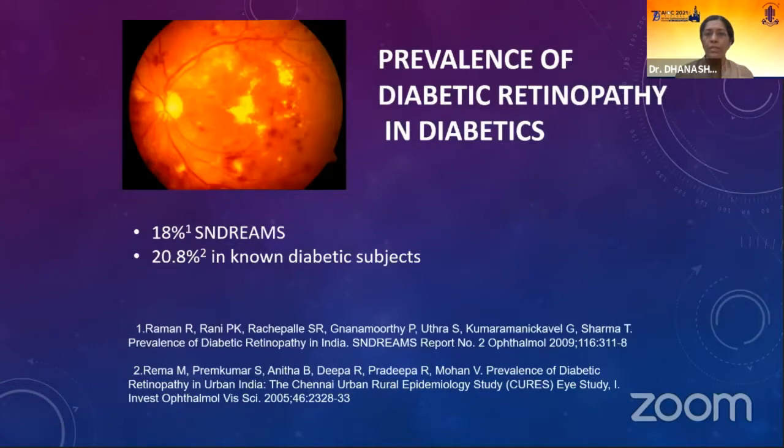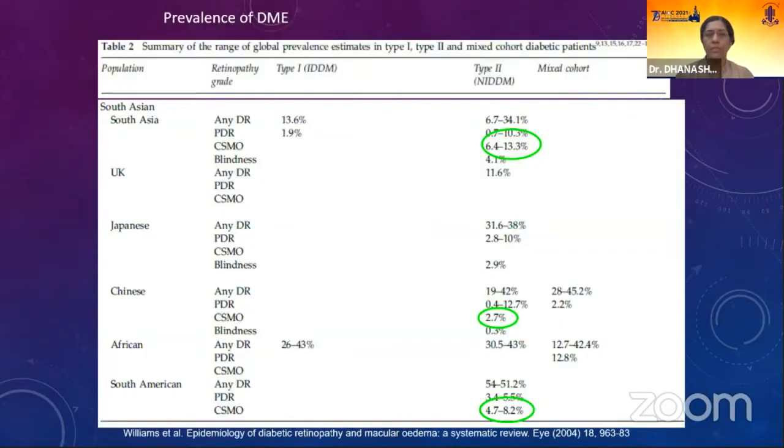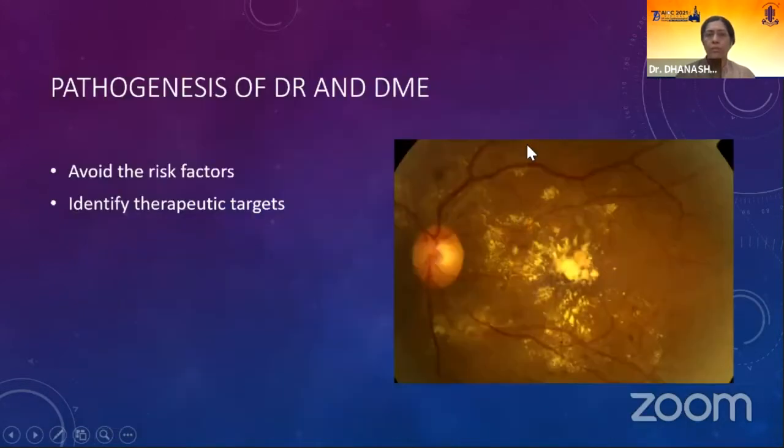The prevalence of diabetic retinopathy has been recorded by various studies. The study done by Shankar Nethralaya by Rajiv has given the prevalence of retinopathy at 18%, and another study by Dr. Mohan's group has shown the prevalence to be about 20.8%. A few studies have given the prevalence of diabetic macular edema, and it ranges from about 4% to 14%. So let us look at the pathogenesis of diabetic retinopathy and DME.